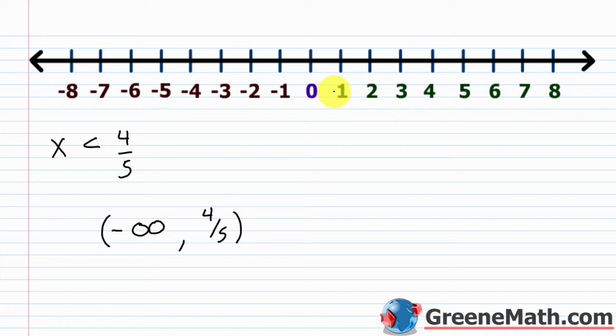Now graphically, we don't have a notch for 4/5, but let's say it's somewhere right there. Let's say this is 4/5. I'll put the notch there. And so I'm going to use a parenthesis at 4/5. It's going to face to the left. And I'm going to shade everything to the left, including this arrow right here. So that would be x is less than 4/5.